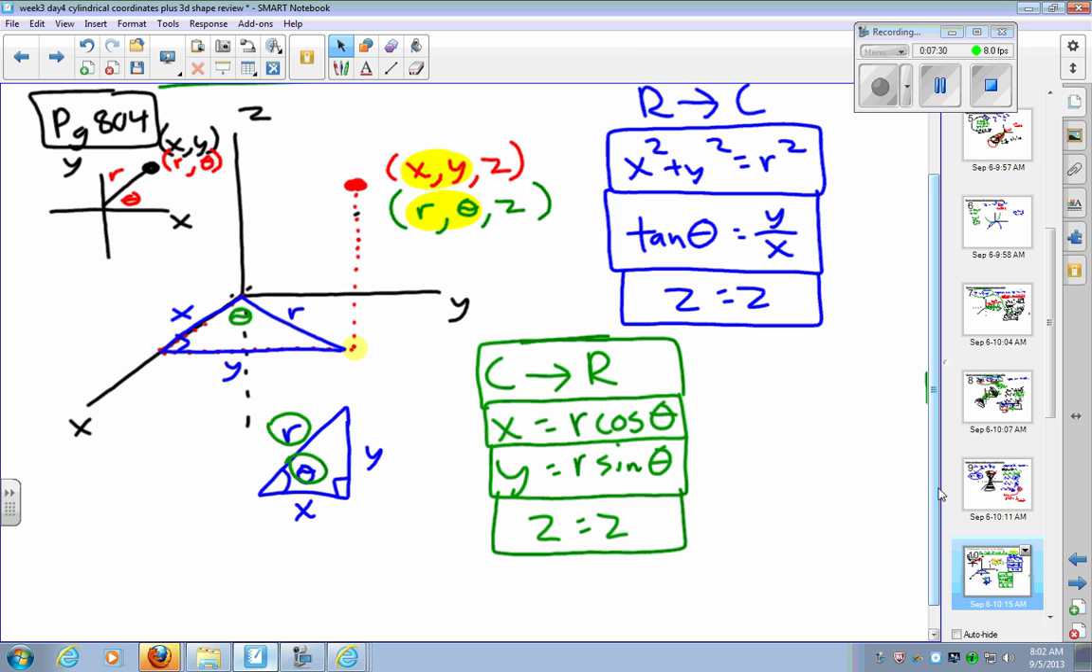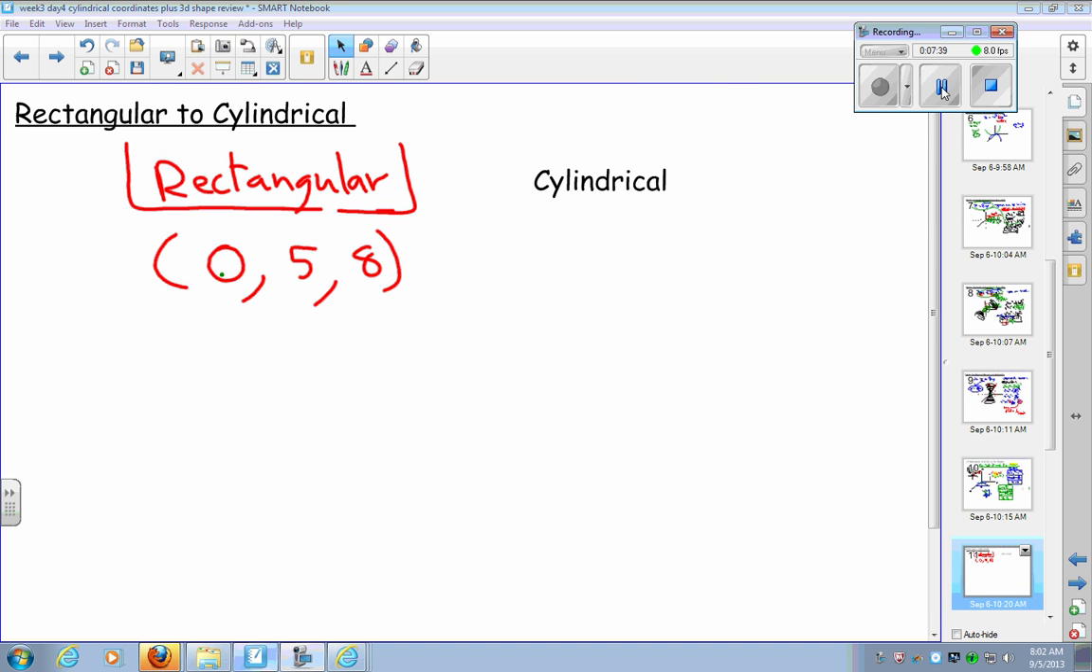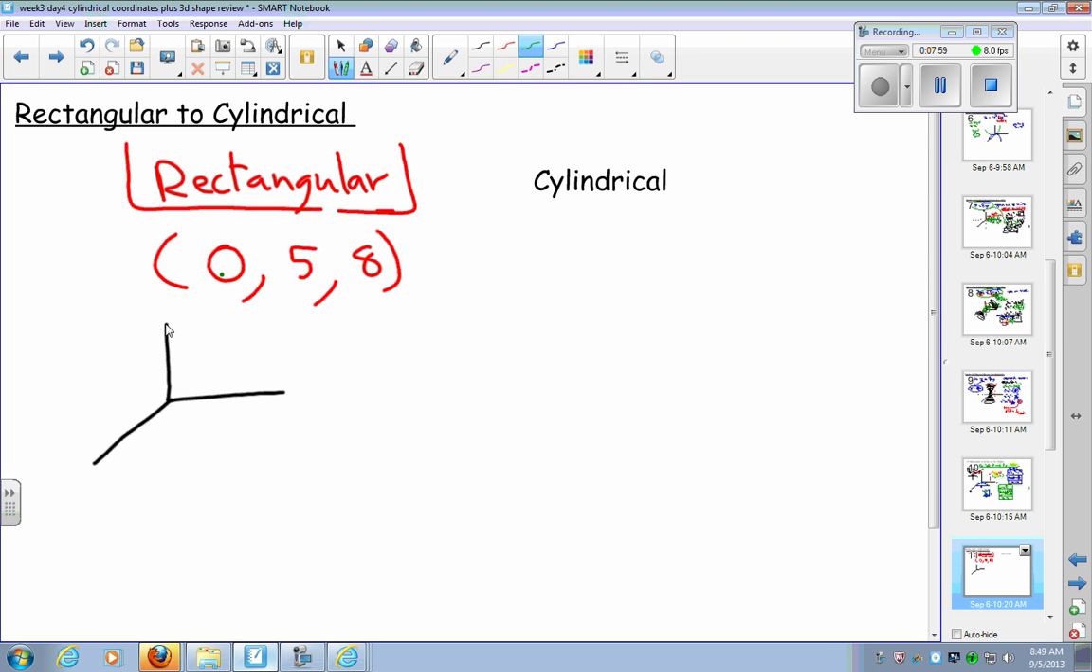Okay? So we're going to take a look at one where I go from rectangular and I want to change it to cylindrical on the next page. Okay, so let's just see if we can plot the rectangular 0, 5, 8, get the cylindrical, and then let's see if we can actually get it with formulas as well. So plotting, because I gave you the 0 here, it's pretty straightforward that I didn't go anywhere on the X. I went over 1, 2, 3, 4, 5 on the Y, 1, 2, 3, 4, 5, 6, 7, 8 on the Z, and there I am, 0, 5, 8.